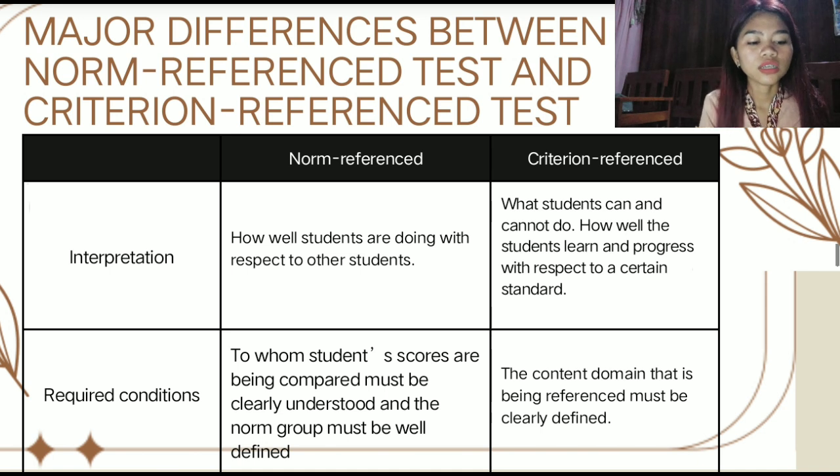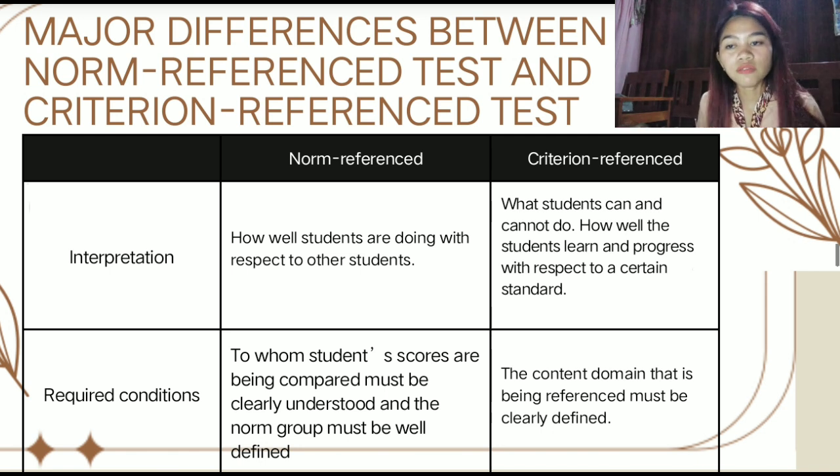It is a test that compares the tester's performance to the performance of peers in a norming group, usually of similar age or other demographic. So we are allowed not to compare ourselves to another. So in a criterion reference, in the interpretation, it tells us what students can and cannot do.